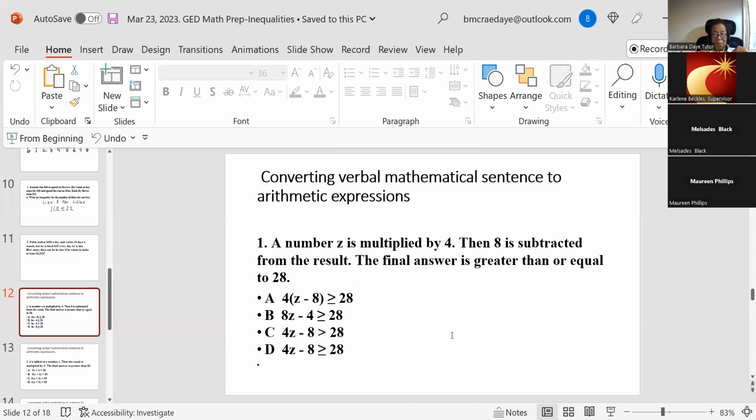Maureen, what you put is 8 subtracted from Z and the result multiplied by 4. That's not the same thing. The number Z is multiplied by 4, and then you subtract 8 from the result. A says subtract 8 from Z and multiply the result by 4. That's not the same thing. So let me let you pick another answer, Maureen. The number Z is multiplied by 4.